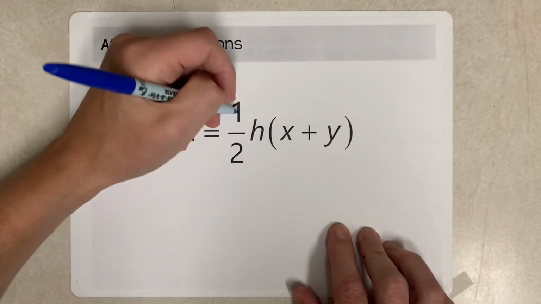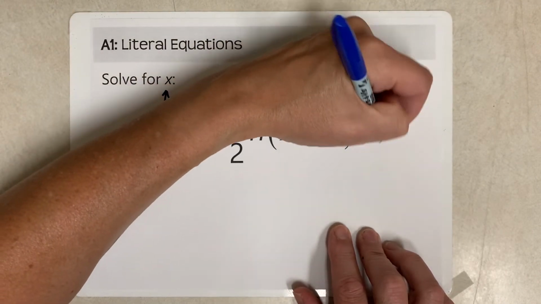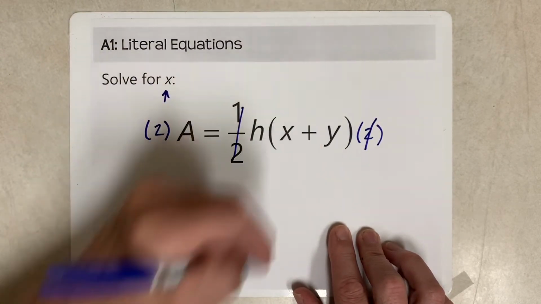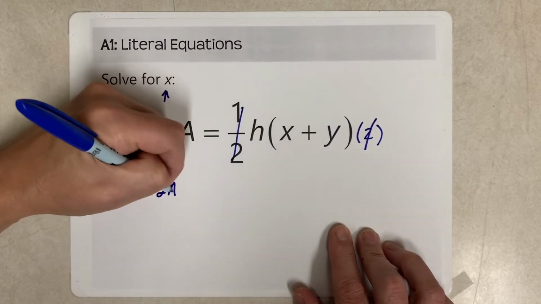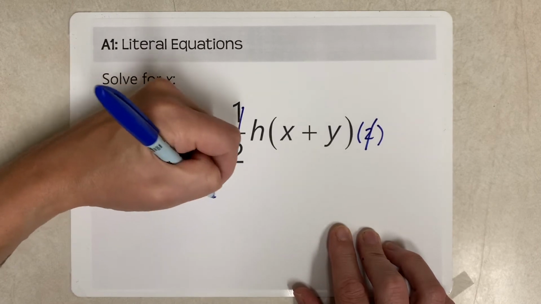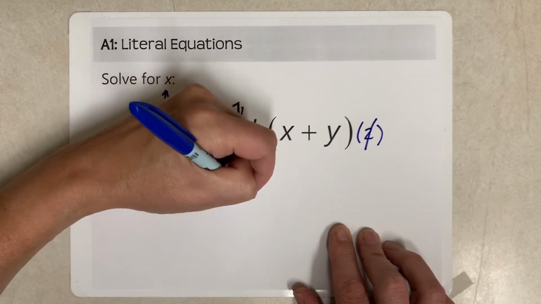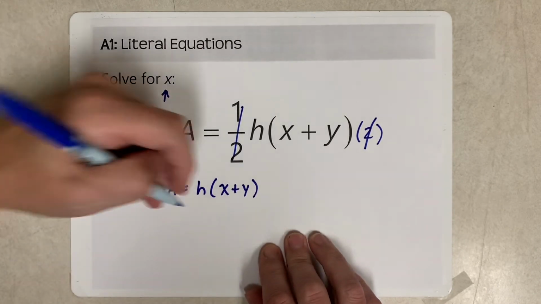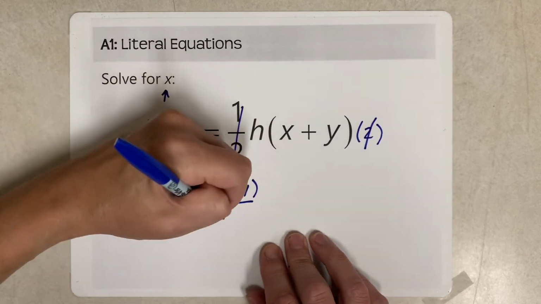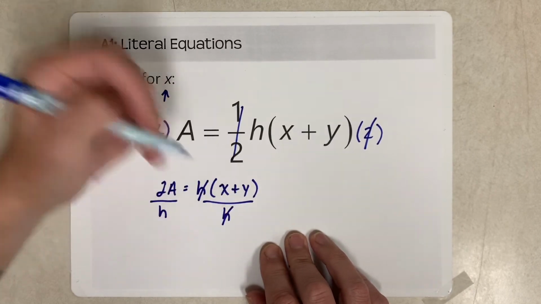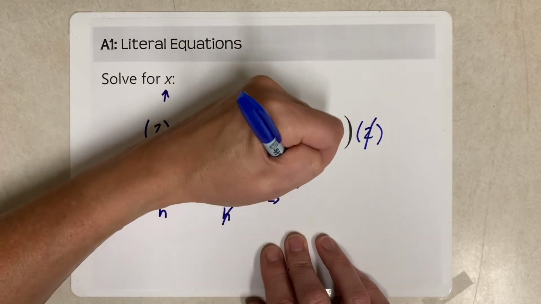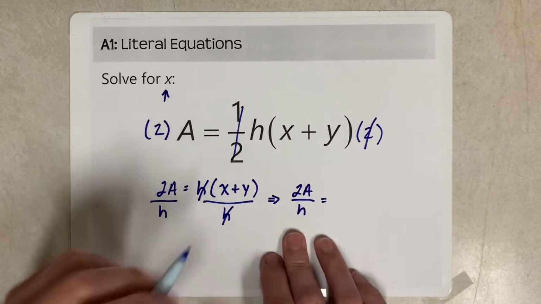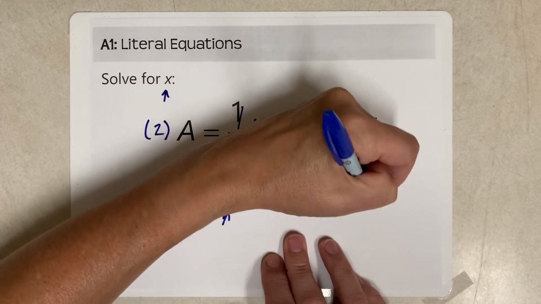And so again, I'm looking at that 1/2 and I'm thinking I really need to get rid of that 1/2 first because it's bothering me. So we're going to do that by multiplying by 2. So we have 2a is equal to h times x plus y. Now, before we can start taking things out of the parentheses, we need to get rid of the h. So we're going to divide both sides by h. These are going to cancel. And my next step will be 2a over h is equal to, that unlocks the parentheses, x plus y.